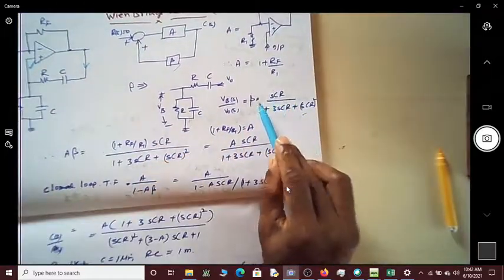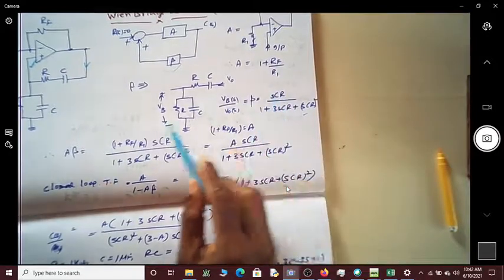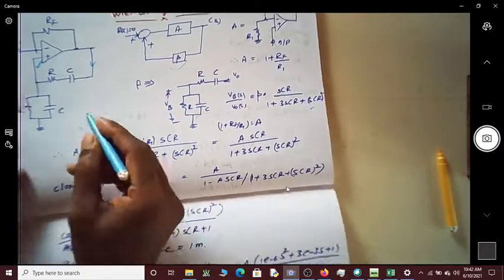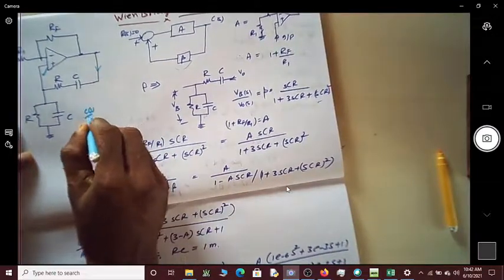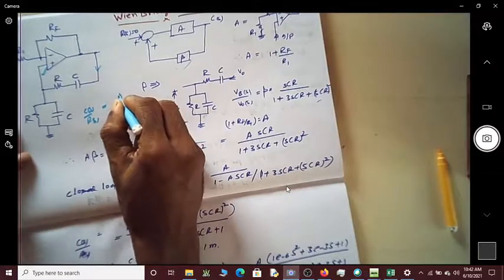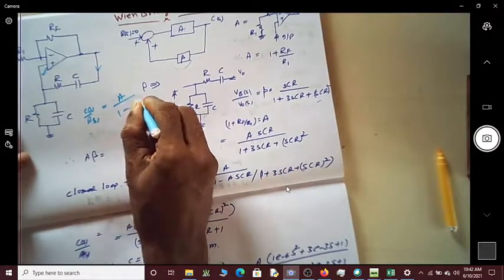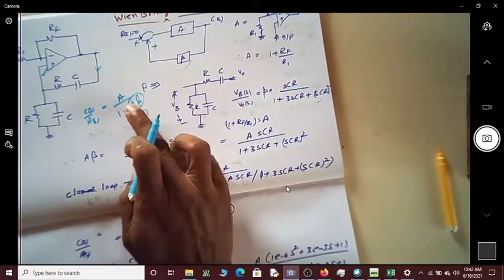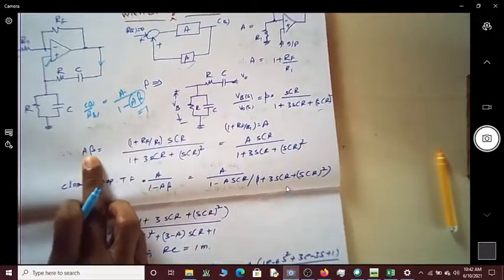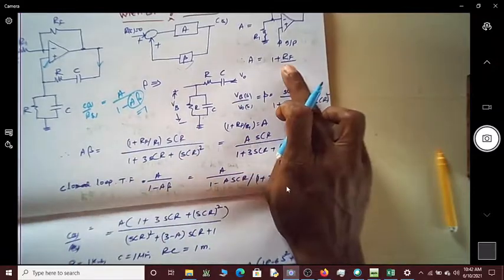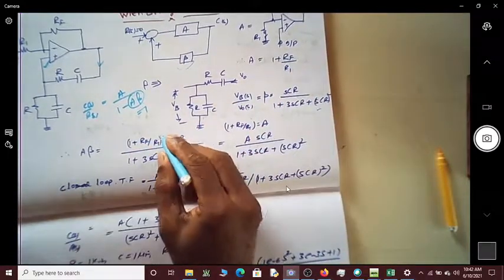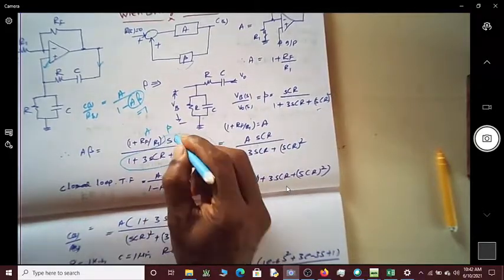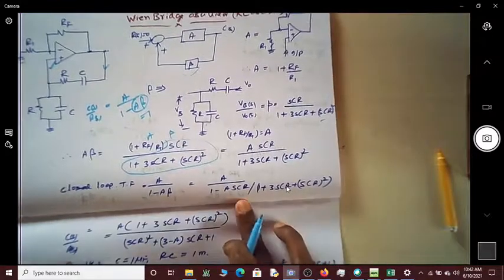This is the beta expression, and we know that for oscillations to occur, we need to have CFS by RFS, which happens to be A by 1 minus A beta. For oscillations to occur, this has to become 1. So we are looking at what is A into beta. This is A into beta, where A happens to be 1 plus RF by R1, that's what it is, and this is the value of beta. So you have A into beta given over here.